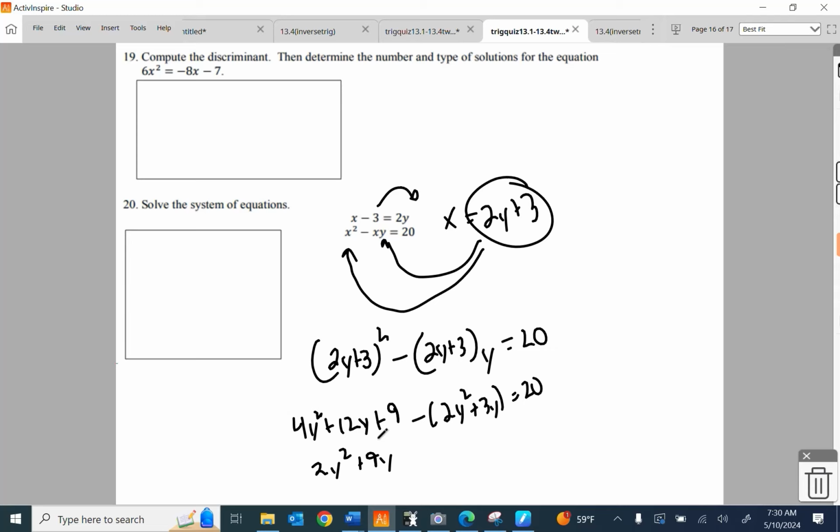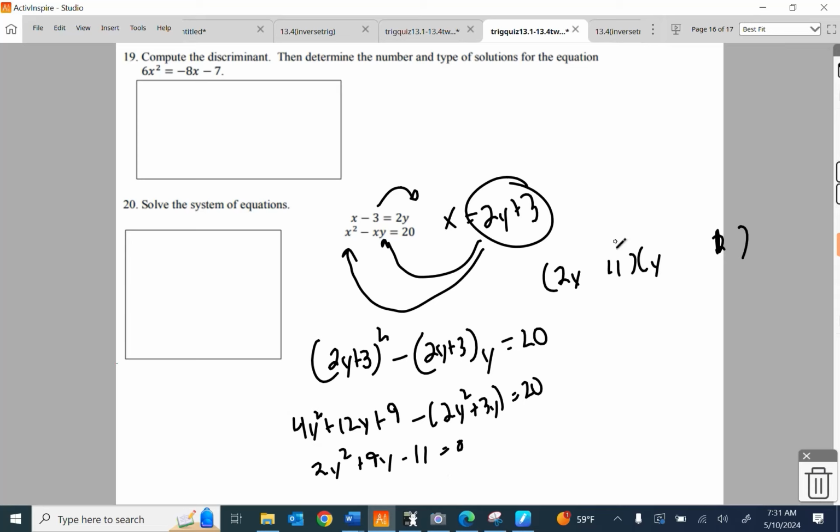And then if we move the 20 back to the left, 9 minus 20 is minus 11, equal to 0. And let's see if we made something that factors. It takes a 2y and a y to make 2y squared. Let's try an 11 here and a 2 there. Sorry, and a 1, because 11 times 1 is 11. So yeah, it looks like it factors to me.